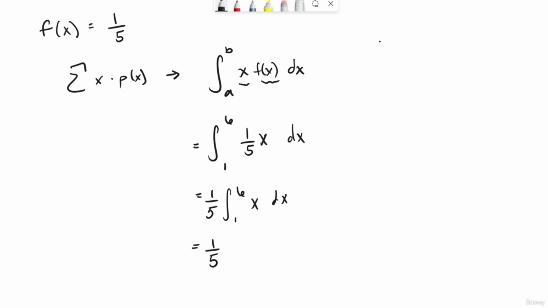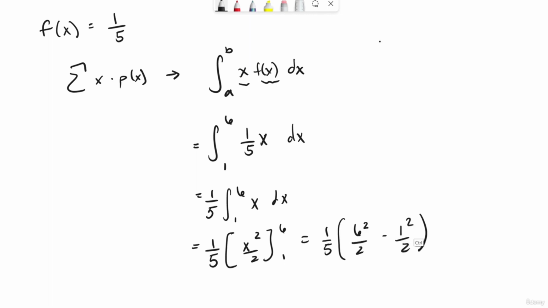What we're going to have right here is x squared over 2, and then we're going to evaluate it from 1 to 6. What this means is that we plug in 6 right here, and then we subtract off plugging in 1. I'm going to write it out explicitly. This is going to be 36 over 2, minus 1 over 2.